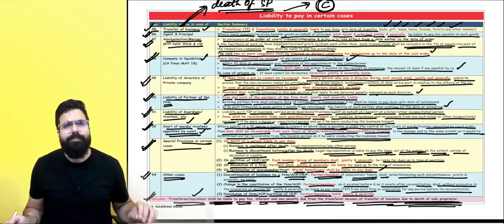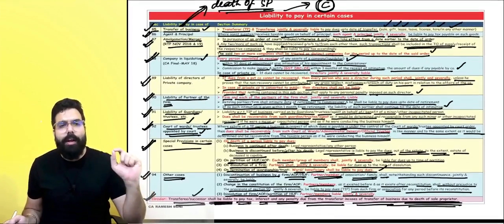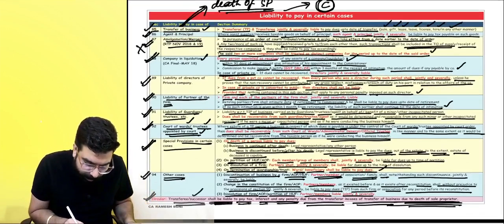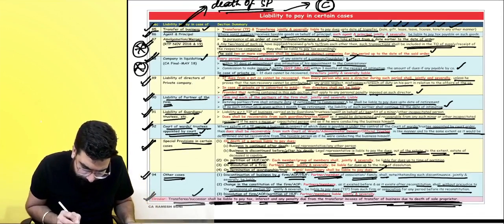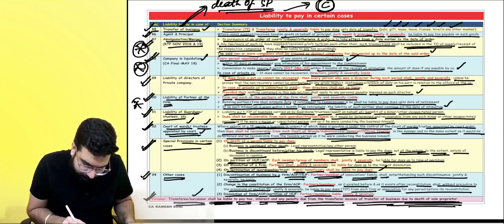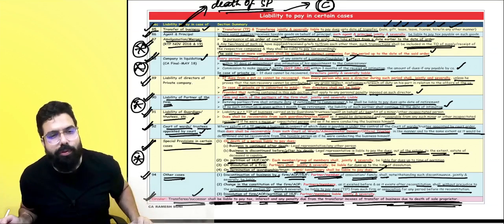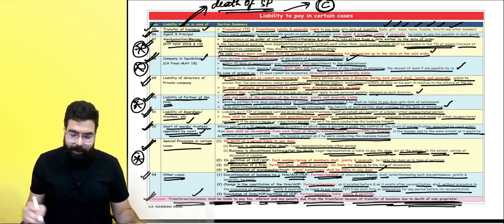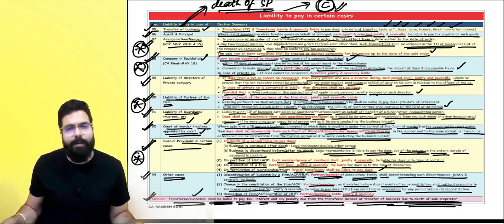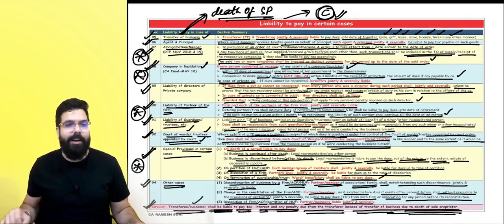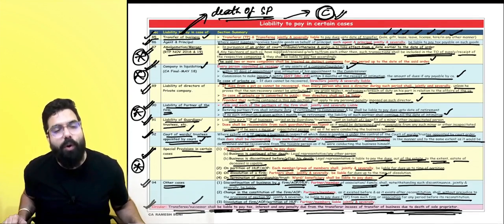Here we are done with your short and sweet chapter of liability to pay in certain cases. I would like to say this one, and the liability of the partner and special provisions. These four at least you should study and go. It is a C graded chapter to be studied at the last, right everyone? I will close my discussion on liability to pay in certain cases over here everyone.